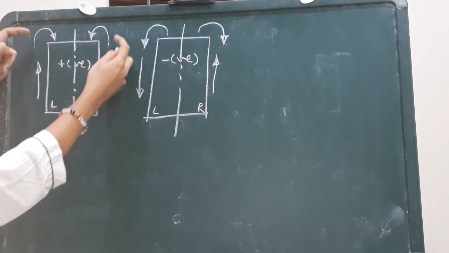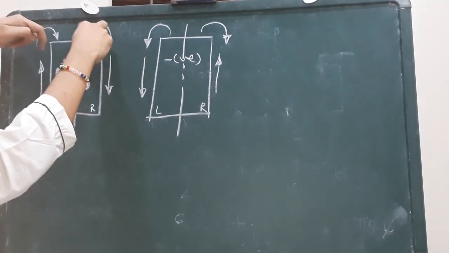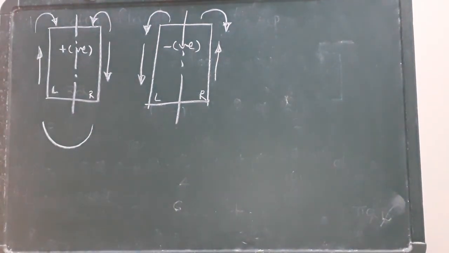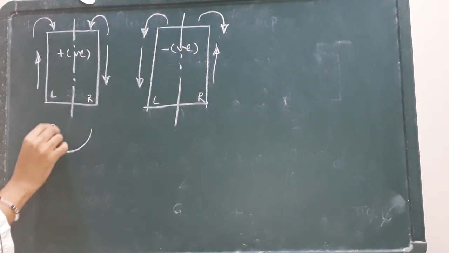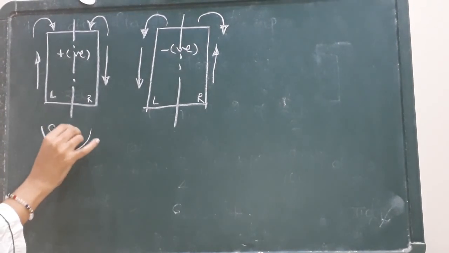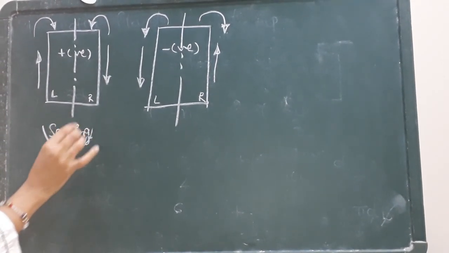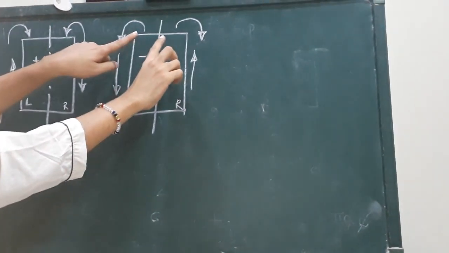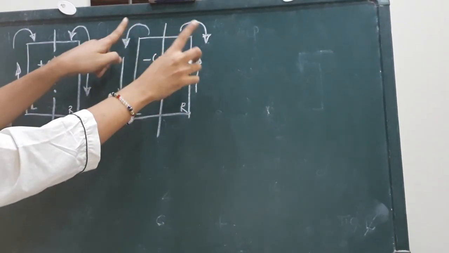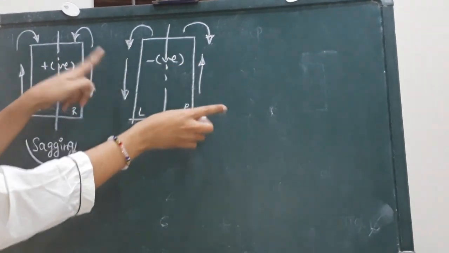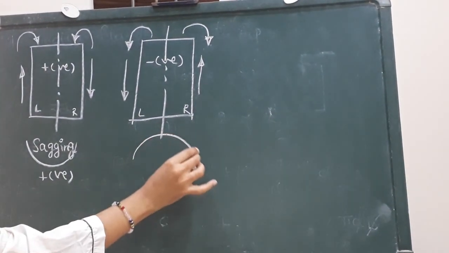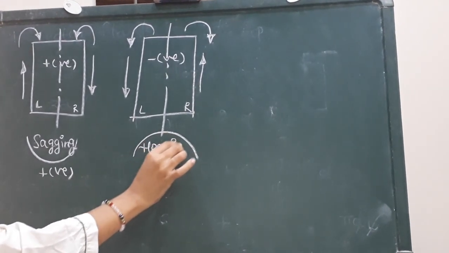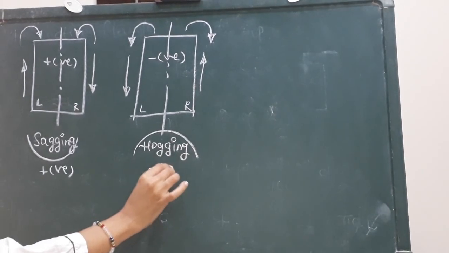Now if you see, both the moments are acting like this, so it is bending the beam in this particular shape. This shape is termed as a sagging pattern, and sagging is normally termed as a positive bending. Similarly, this kind of moment will bend the beam in this particular shape, which is termed as hogging bending, or it is also termed as negative bending.